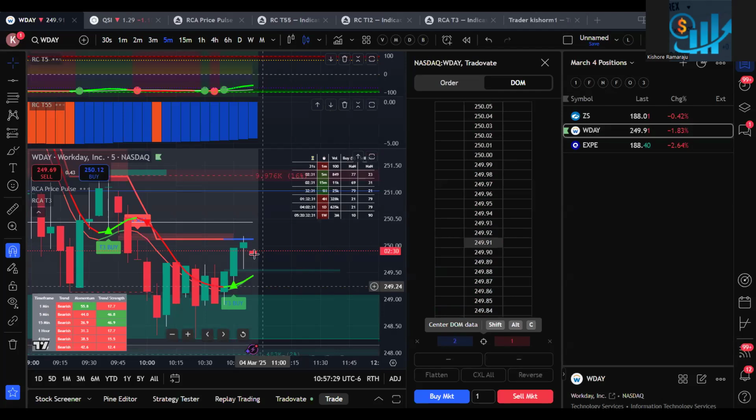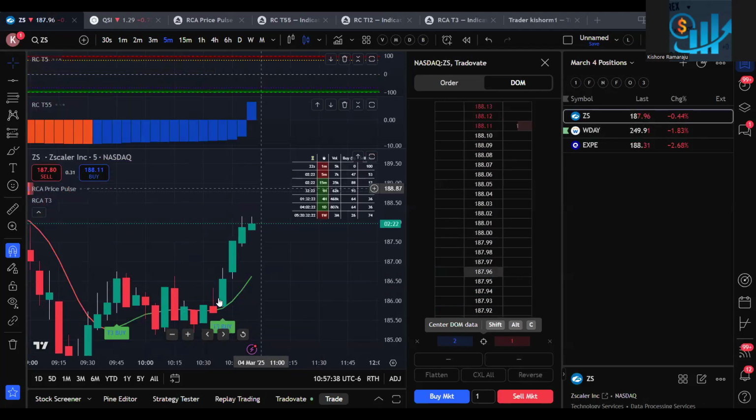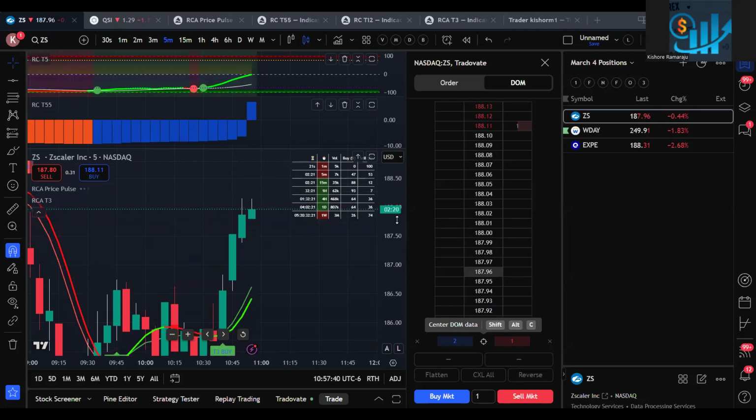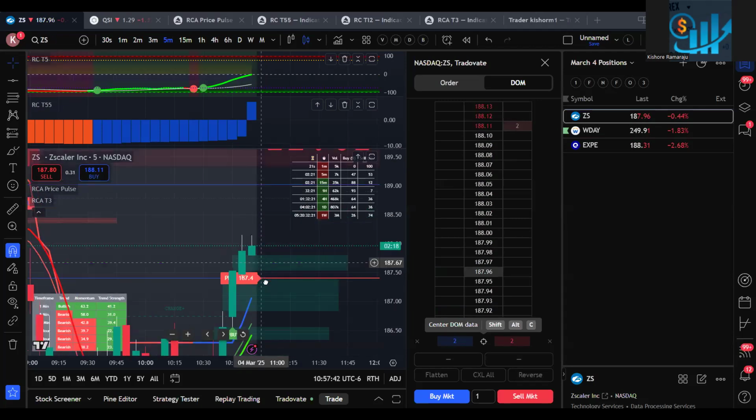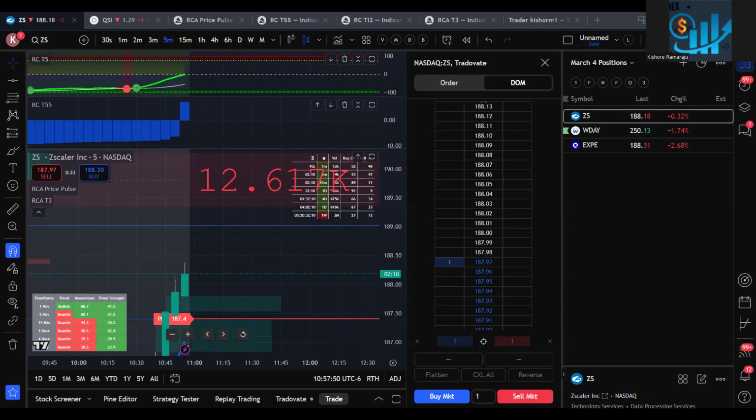Same thing for Workday. Our target is $251. Zscaler is going very good. Out of all, it is moving very, very quick. Zscaler, our target is around this area, 180, so it can go all the way till 189. That made already, it is moving quickly.